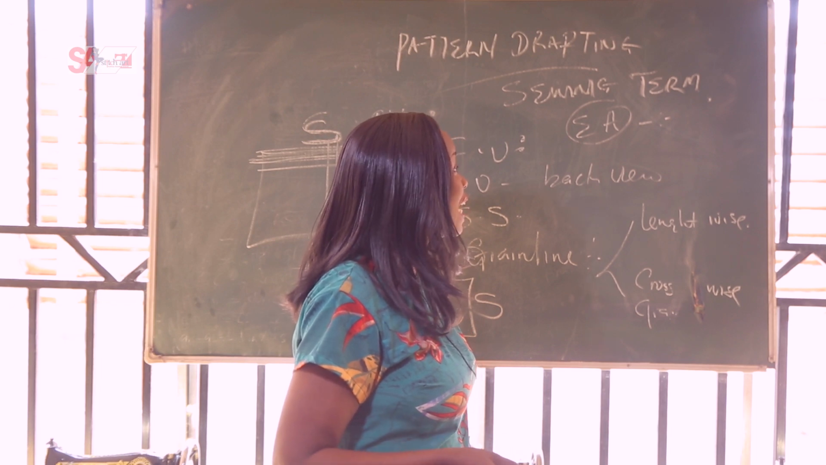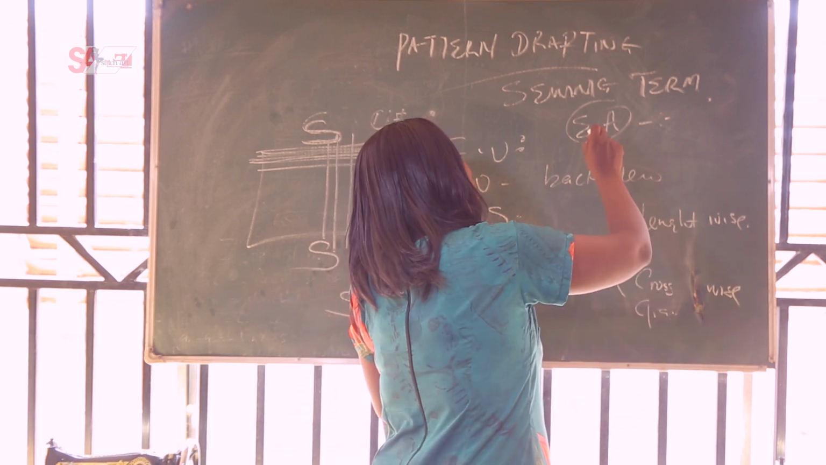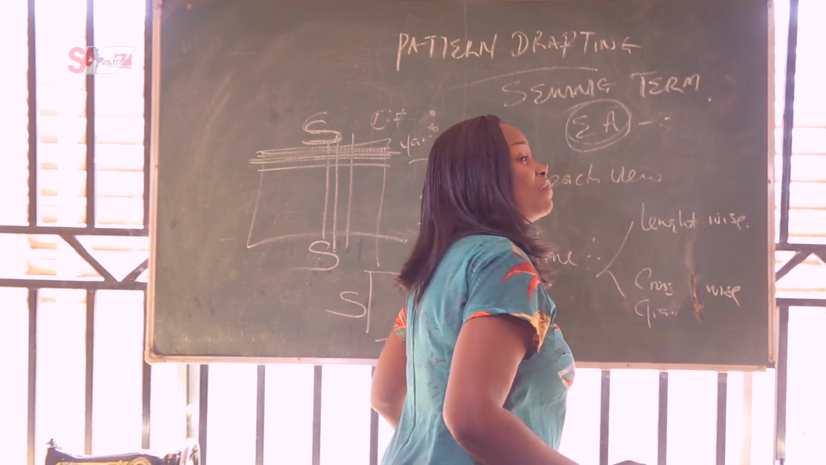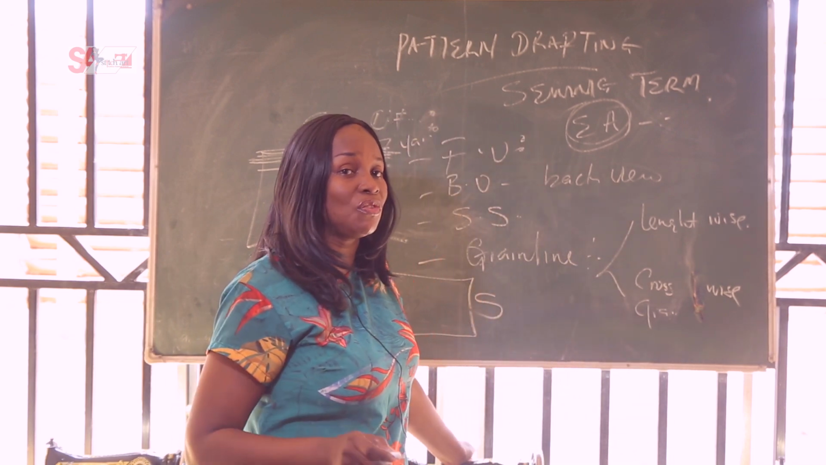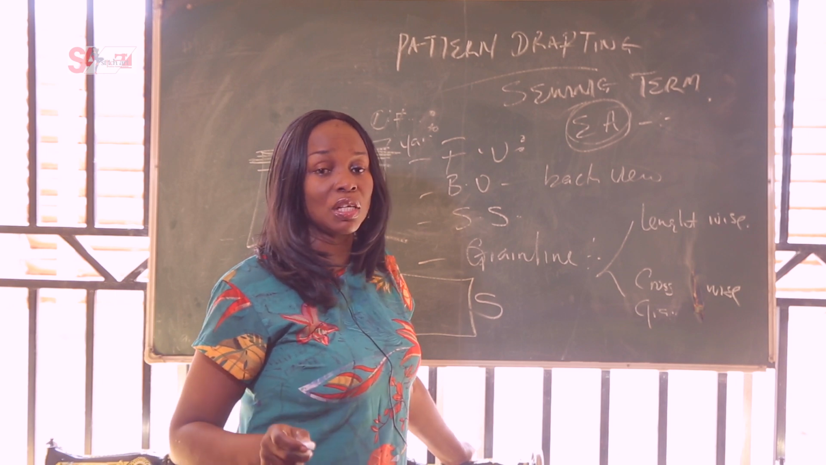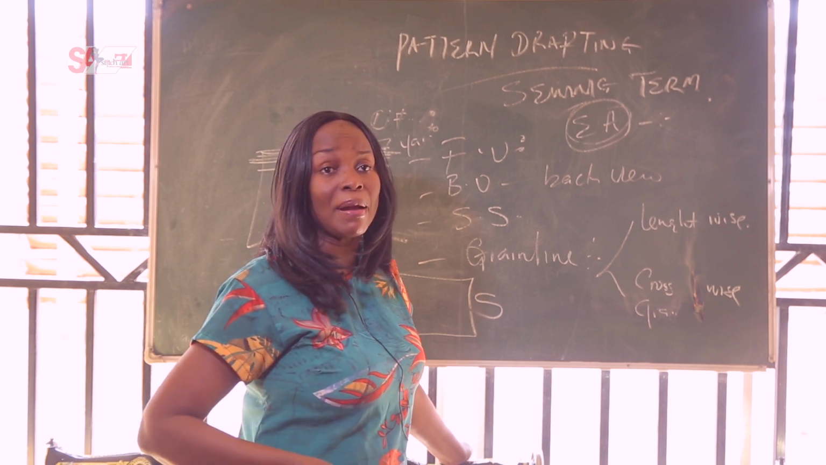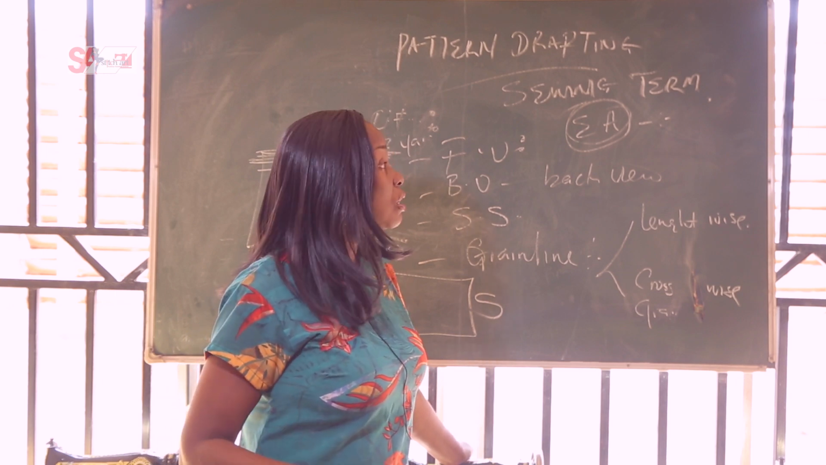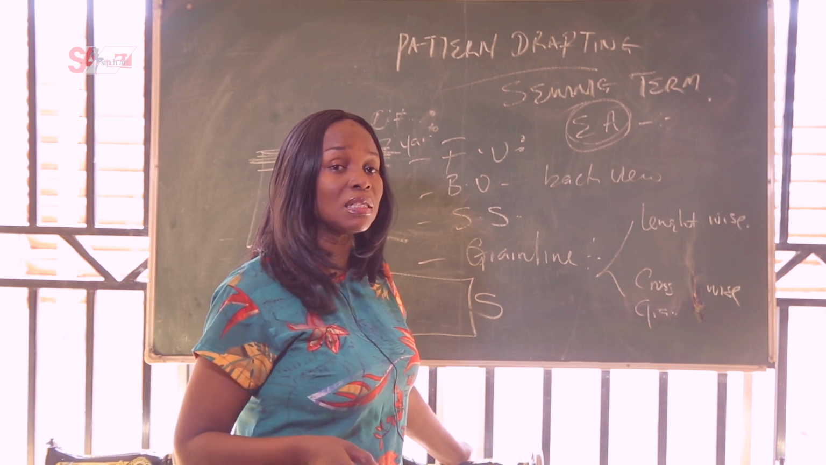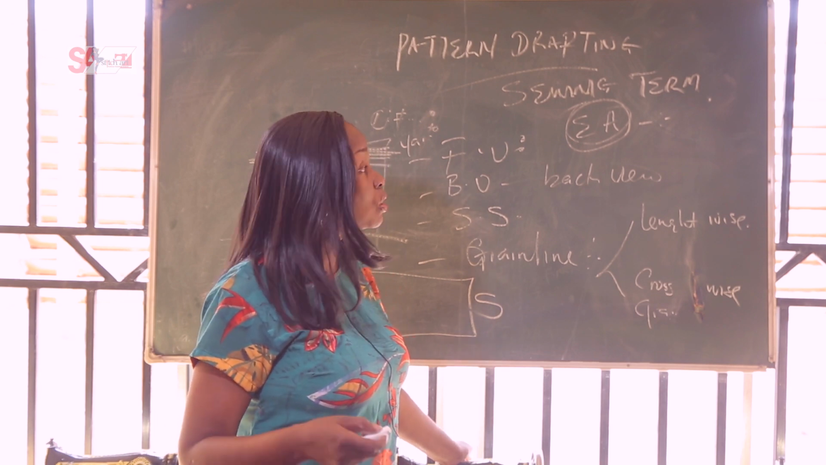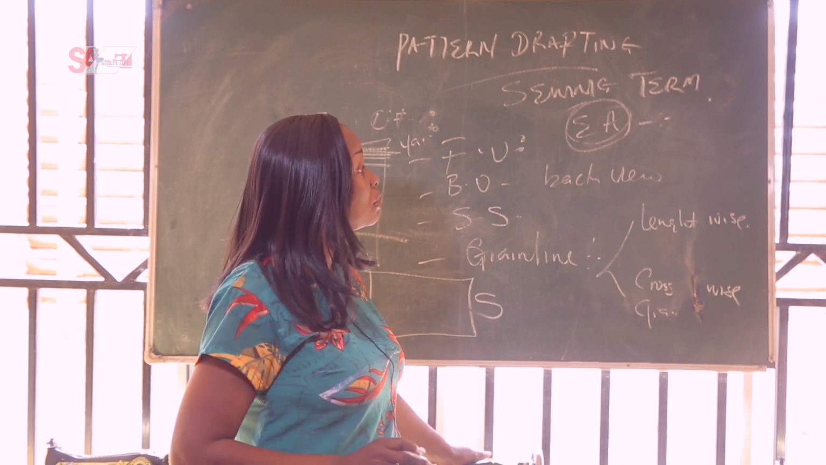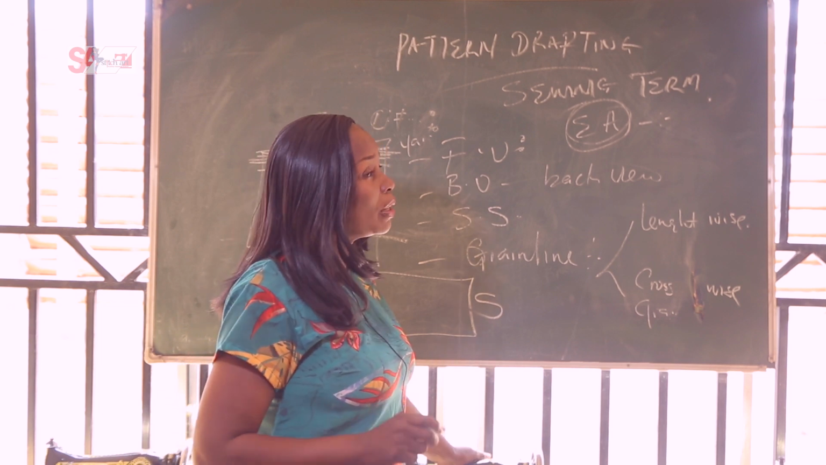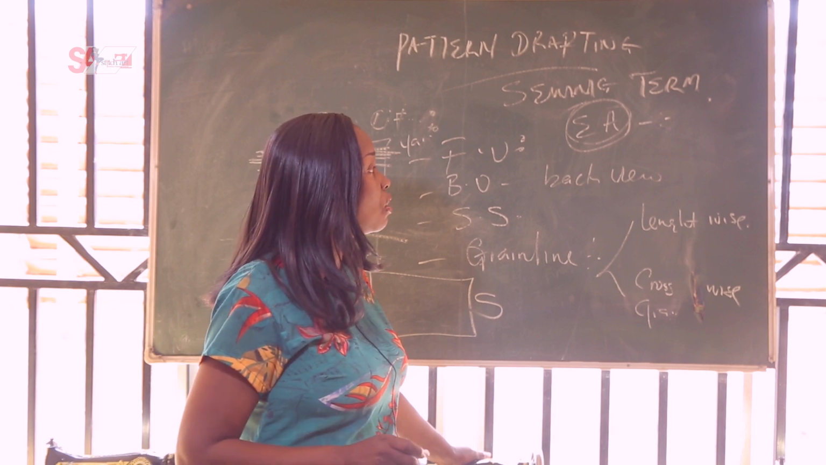Now, this ease has no static measurement. This ease allowance varies from one style to the other, and it varies from one individual to the other. On a shift dress, I might even do 10-inch ease to my actual body measurement. On a fitted dress, I might just want 1-inch ease. Ease allowance is the extra inch you add to your actual body measurements that facilitates comfort.